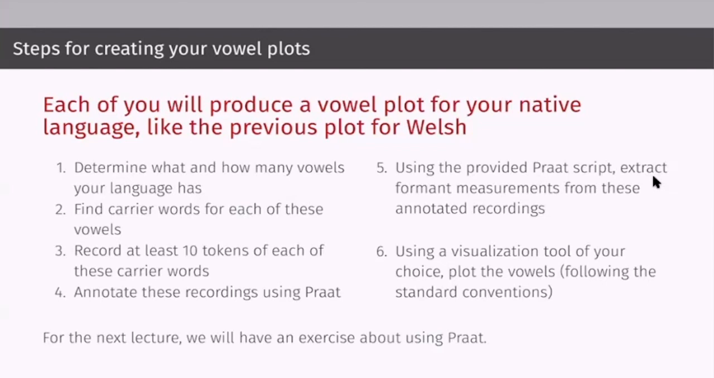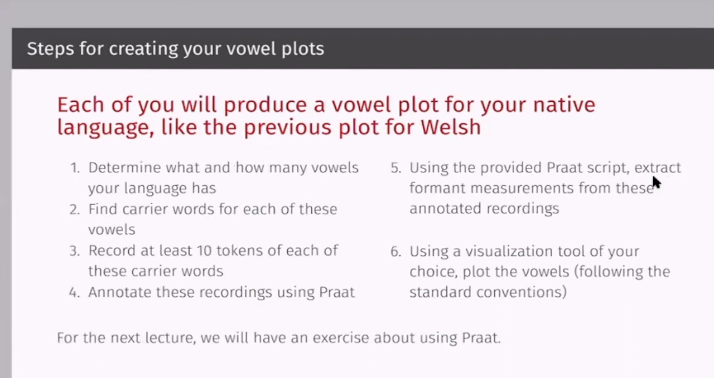So what you need to do is figure out how many vowels there are, and then figure out words for each of these vowels. Record at least 10 tokens of each of these words. Annotate the recordings using Praat. Using a Praat script we will provide, extract a formant matrix from each of these annotated recordings. And then using a visualization tool of your choice, plot the vowels, following the standard conventions. So it should look kind of like this.